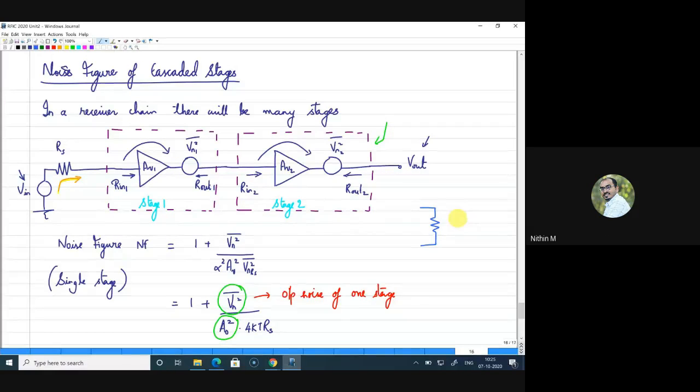Fine. So this is the model we will be considering. So the input impedance will be like this, and R out will be in this form.